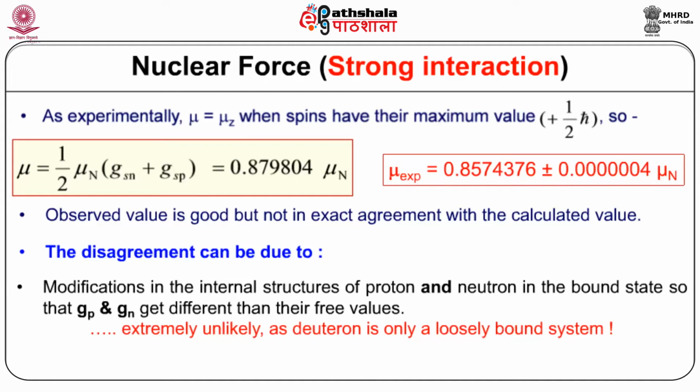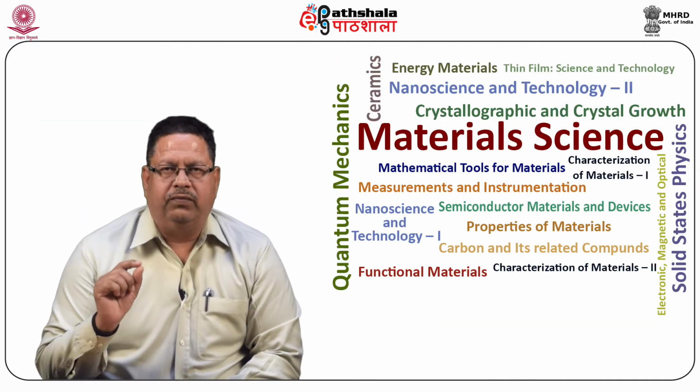But this situation is extremely unlikely, as the neutron is only a loosely bound system. So this possibility is very remote because of the fact that the neutron is only a loosely bound system. Hence protons and neutrons are not bound together very strongly, but they are more or less free.